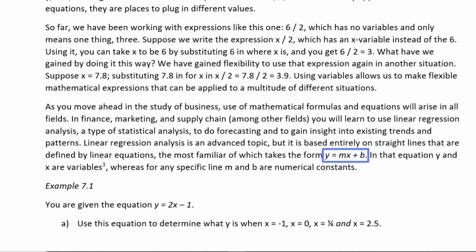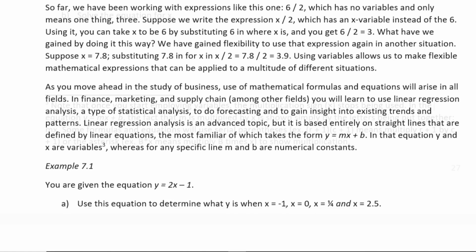In that equation, y and x are variables. But when you actually go to use this equation, y equals mx plus b, you would have numerical constants to substitute in for the m and the b to get a particular line in space. Now there's a footnote on the variables. Let's see what that's about.